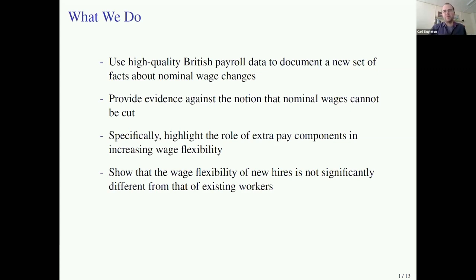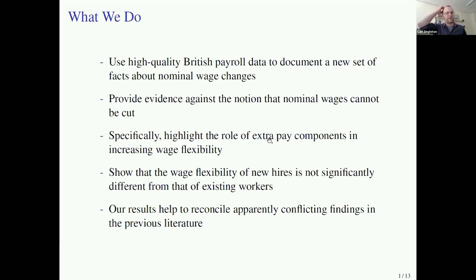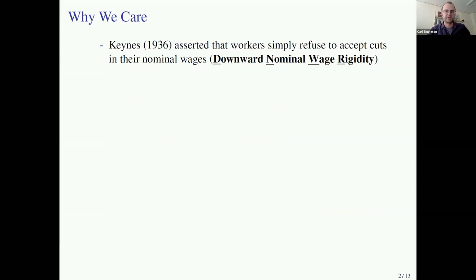But we've got to say, well, does that actually matter in a general macro sense? And to justify, in our view, that it does matter, we're also going to look at the flexibility of new hire wages in this paper as well, and link that to existing workers' wages. And we think that our results, because of the nature of the ASHE dataset and what it allows us to dig into with regards to wage changes for workers, help us to reconcile some very conflicting findings in the previous literature. Okay, so why do we care about this question?